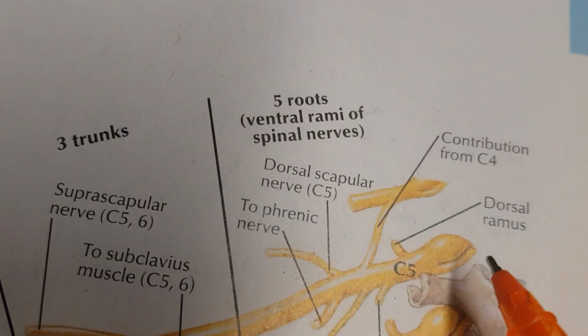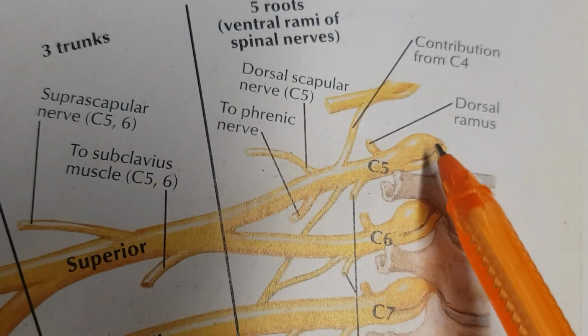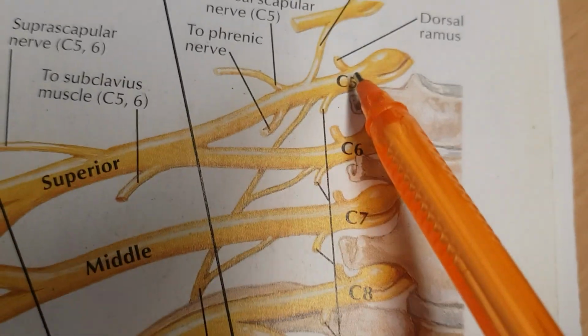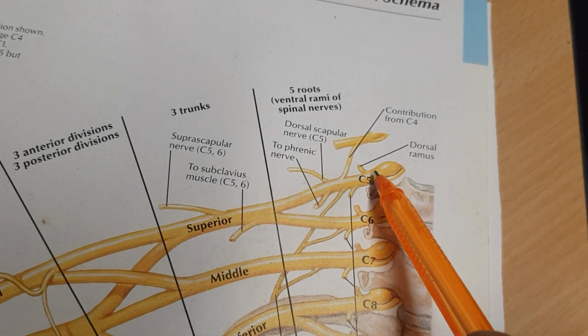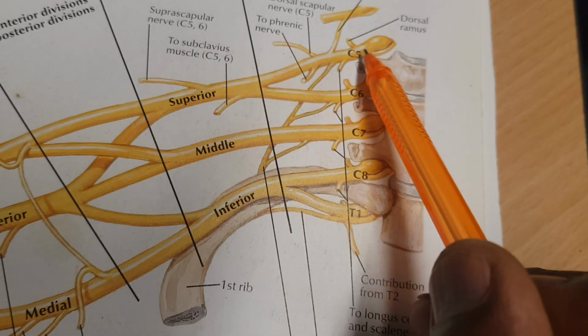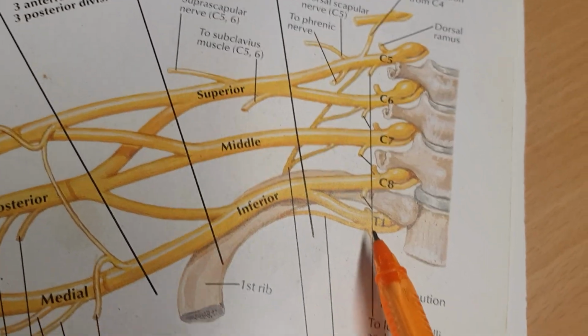So we said that after the dorsal root and ventral root come together, they become the spinal nerve. Then the spinal nerve will separate to become dorsal ramus and ventral ramus. Now that's where we see the beginning of the brachial plexus.